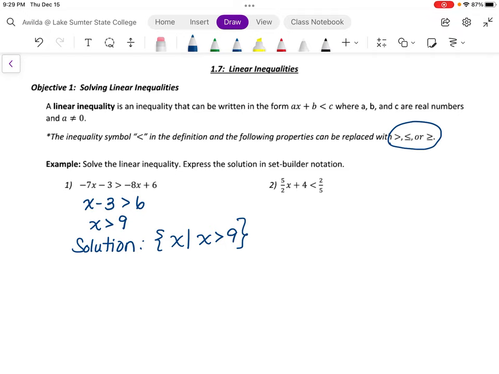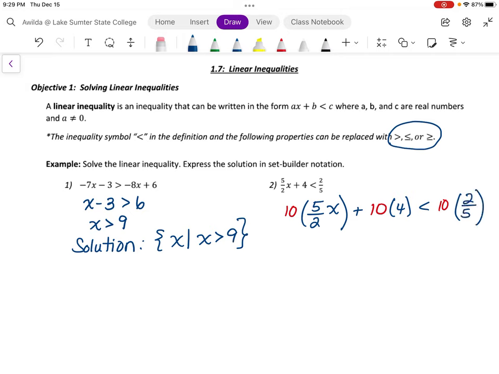In our second example, we have that 5/2 times x plus 4 is strictly less than 2/5. Just as with solving equations that include fractions, we may want to clear the denominators as a first step. In this case, we can multiply the two sides of the inequality by 10. Let's go ahead and do that and see what we get. So we have 10 multiplied by 5/2 x plus 10 times 4 is strictly less than 10 times 2/5.